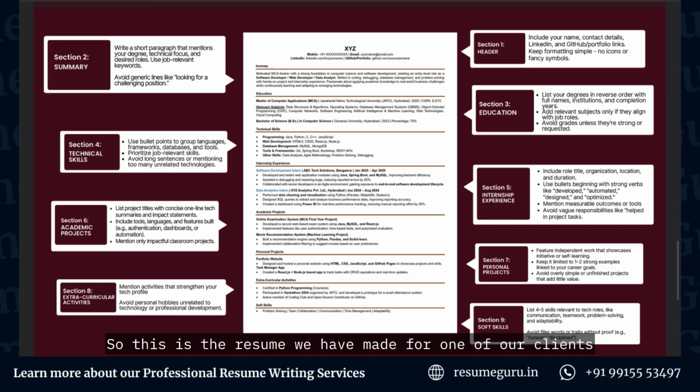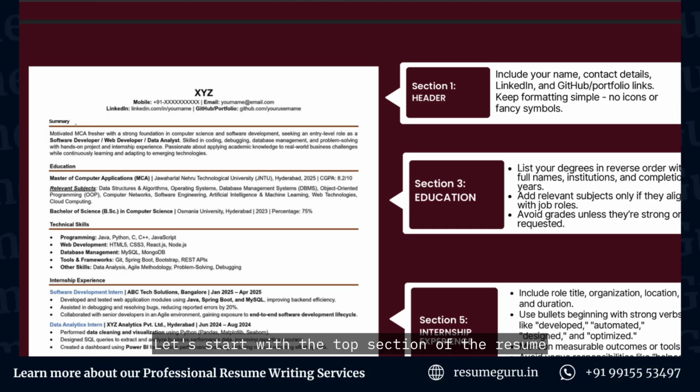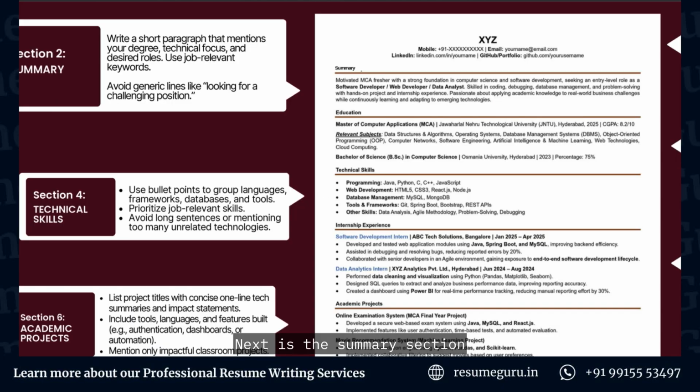So this is the resume we have made for one of our clients. We have removed any private information to maintain their privacy. Let's start with the top section of the resume, which is the header. A header includes your name, your mobile number, email address, LinkedIn profile URL and also your GitHub portfolio. So this allows the recruiter to not only contact you easily but also see your portfolio to gain an idea of your skill set.